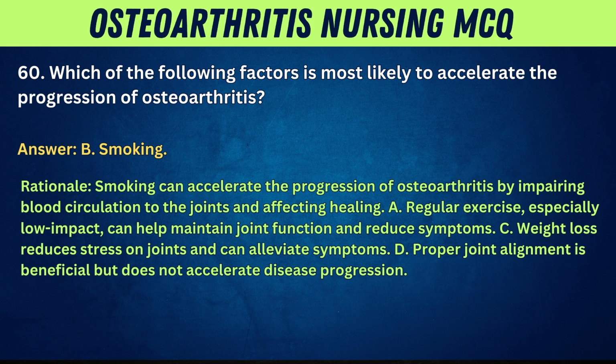A. Regular exercise, especially low impact, can help maintain joint function and reduce symptoms. C. Weight loss reduces stress on joints and can alleviate symptoms. D. Proper joint alignment is beneficial, but does not accelerate disease progression.